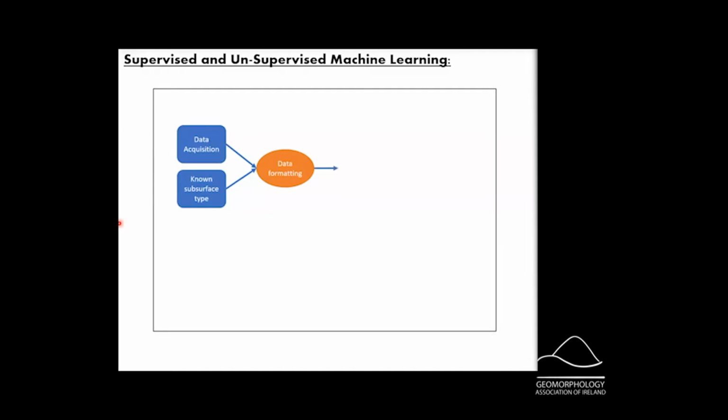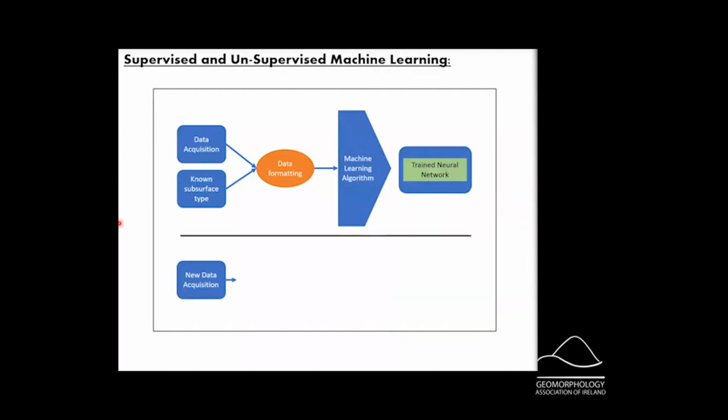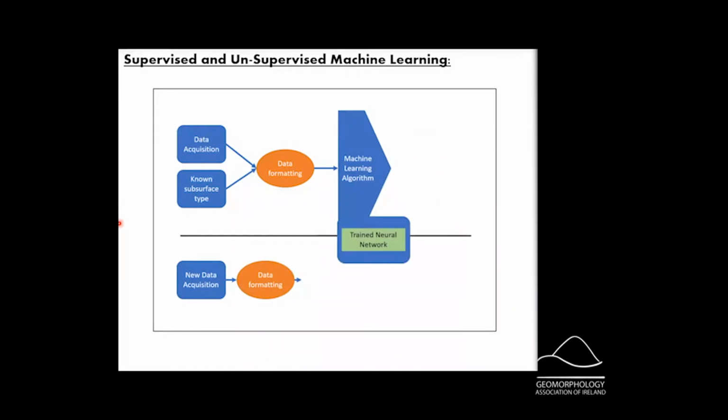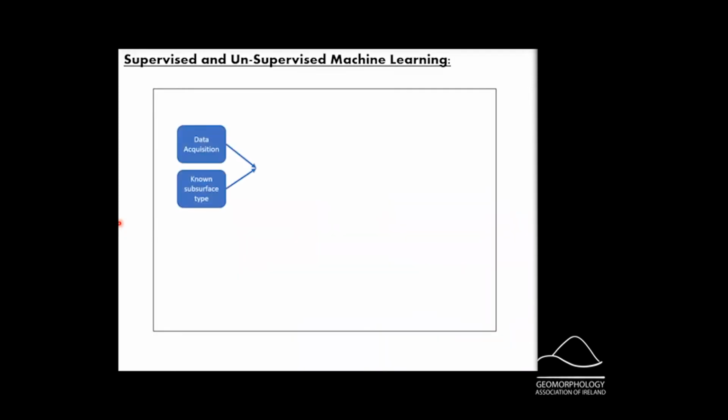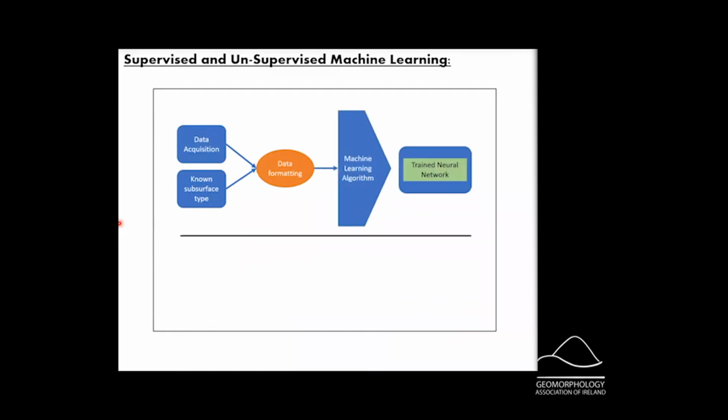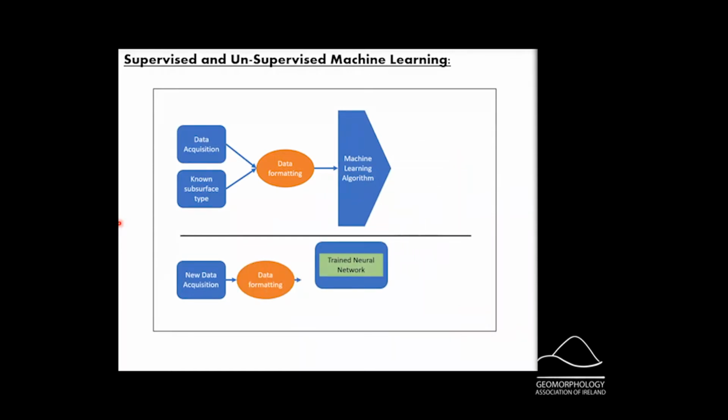The numerical techniques I'm using fall under the general heading of supervised and unsupervised machine learning. Supervised learning is where we take some examples of the data where we know the answer, format it, pass it into a machine learning algorithm, and this results in a trained network or model. We can then take new data, format it as well, and pass it through the same model and get an answer. So for this study, the question really is: was this data acquired over peat or not?